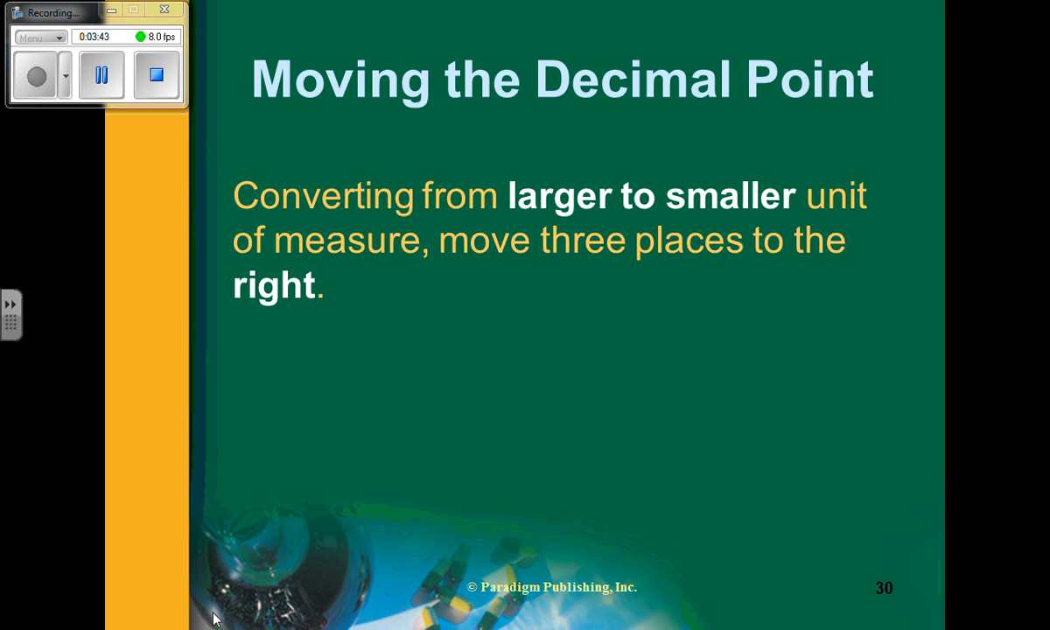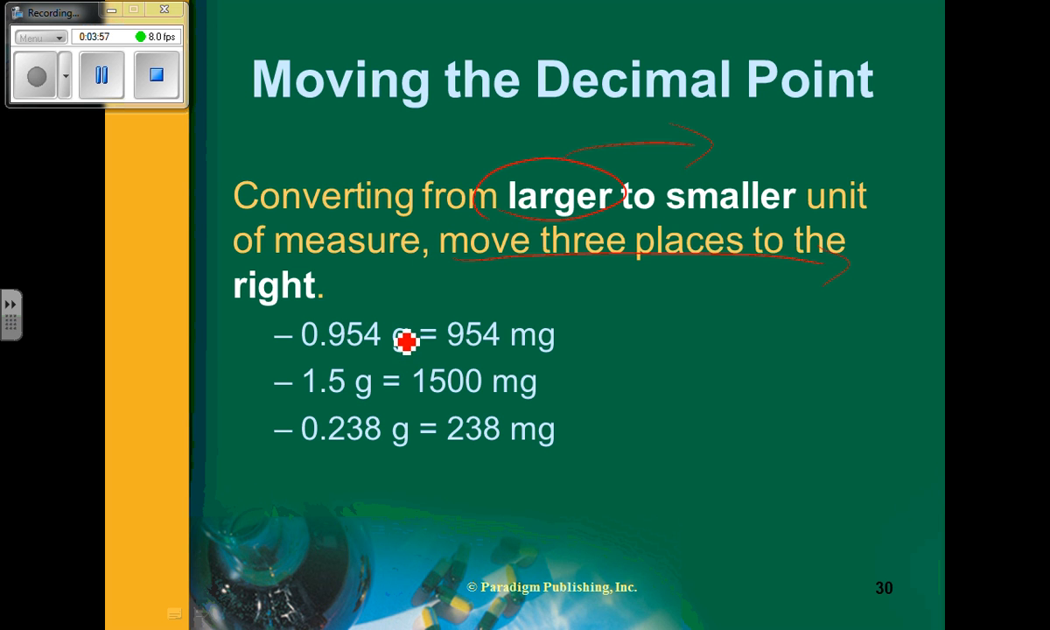If you're converting from a larger to a smaller unit of measure, you're going to move it 3 places to the right, because a larger number of people are right-handed. So if you go from larger to smaller, you go to the right. Again, gram is larger than microgram, so you move the decimal point 3 places to the right. That makes it 954. 1.5 grams, going from larger to smaller, so move the decimal 3 places over, and it gives you 1,500.